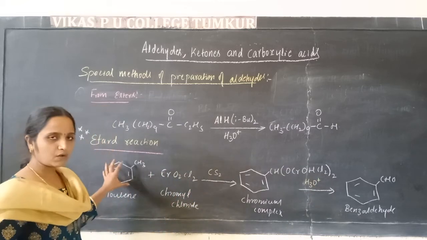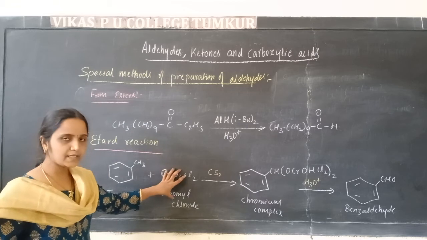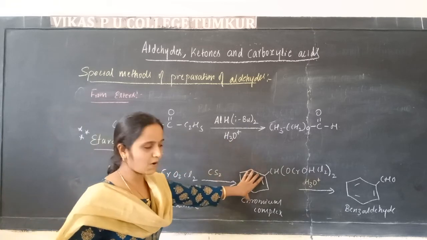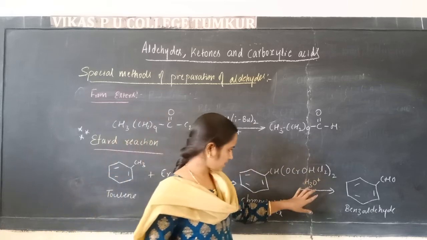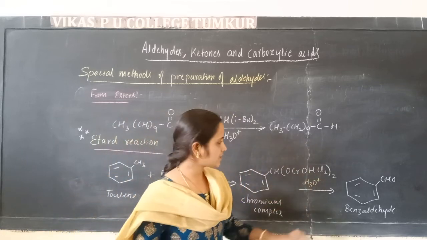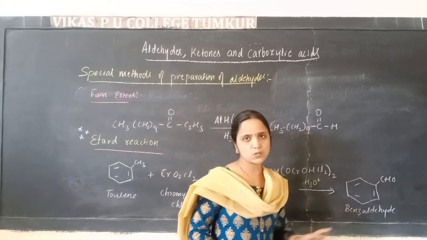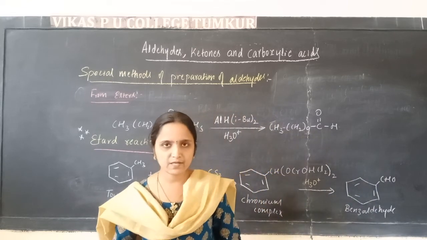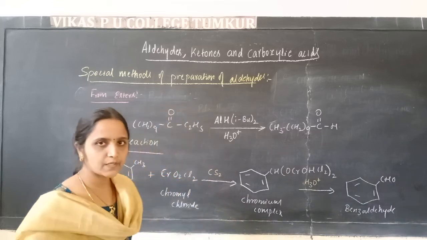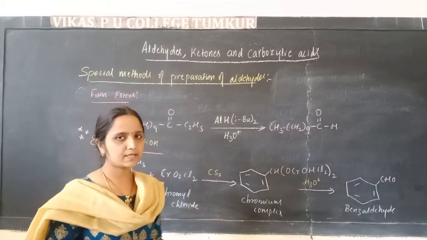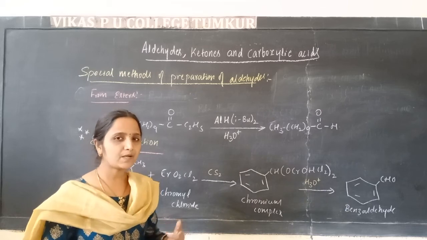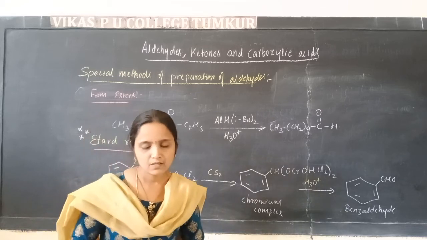That is, toluene reacts with chromyl chloride in the presence of carbon disulfide. We get the chromium complex. This on further hydrolysis gives benzaldehyde. This is one of the methods in the preparation of benzaldehyde. Like that, we will go for the next special reaction, that is the Gattermann-Koch reaction.